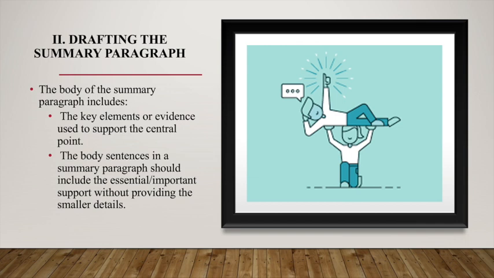So in my image, you see that one person's holding up the other. Think of the person kneeling as the support that's holding up that central point. So we have the demonstrating the critical reading strategies, or the importance of them, and the person holding him up is the support for how the author is doing that.